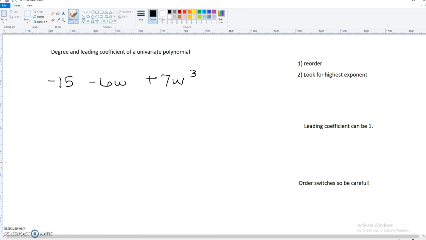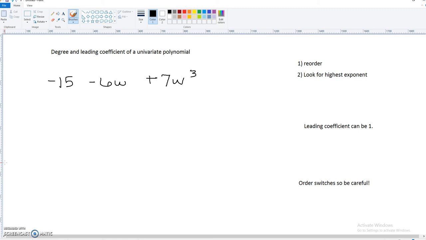Degree and leading coefficient of a univariate polynomial. This is probably one of my favorite topics because it's very simple. Sometimes so easy that we're like, no, it can't be that easy. So one of the things we need to do is they're going to give us a polynomial, like so.